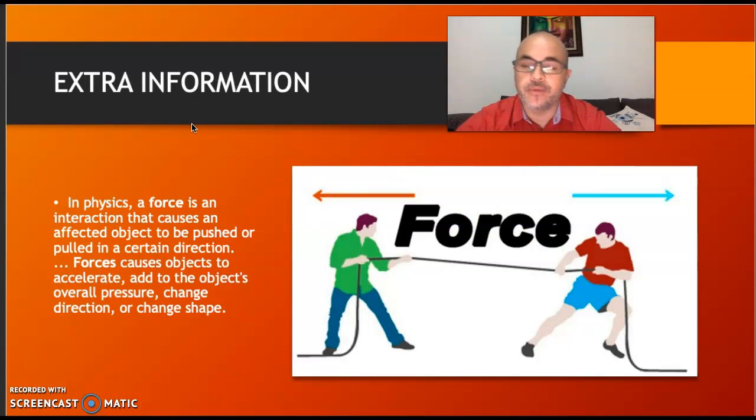Extra information here, we have another concept about force, and we can say that in physics, a force is an interaction that causes an affected object to be pushed or pulled in a certain direction. Forces cause objects to accelerate, change direction, or change in shape. Okay, so these are forces.